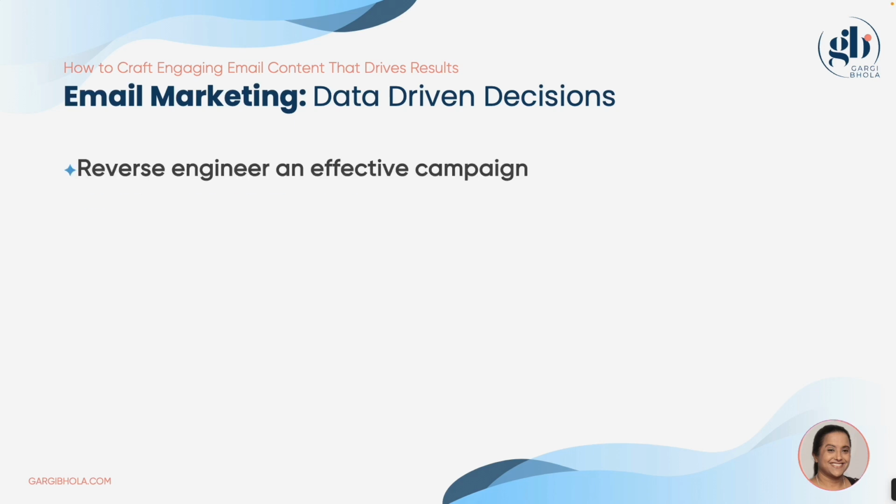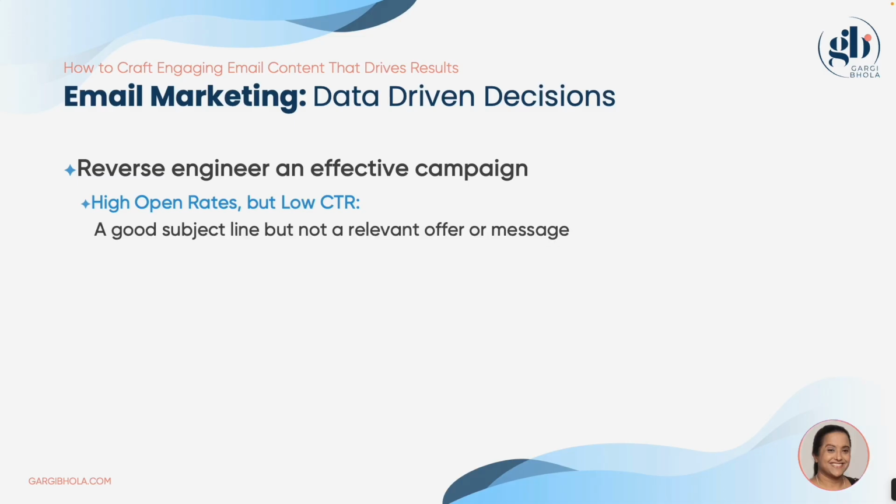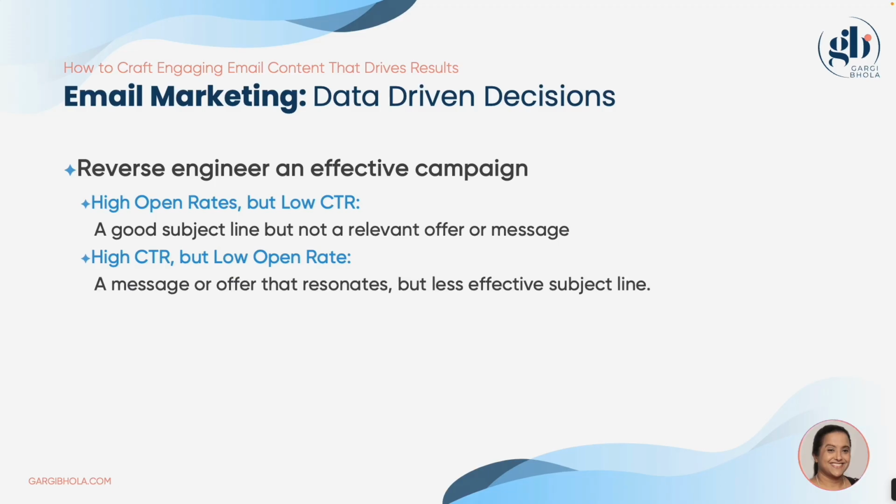And then reverse engineer for success. So look at high open rates. For example, if your email gets high open rates but a low click-through rate, a low CTR, then that means the subject is interesting, but the message isn't grabbing anyone's interest, and the call to action isn't interesting. So now we need to go back and just redo the message, but you have a good subject line to work with. And now if you have a high CTR, high click-through rate, but a low open rate, that means your message or offer is resonating, but the subject line needs to be improved.